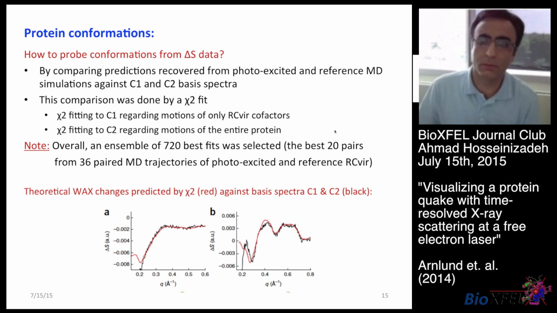So what about the protein quake or conformational changes? How did they find it from this delta S data? By comparing predictions recovered from photo-activated and reference molecular dynamics, they found an interpretation for C1 and C2. This comparison was done by a chi-square fit. A chi-square fit was done to C2 by considering just the motion of the cofactors and freezing the other parts of the protein, and a chi-square fit to C2 was also done by considering the entire protein moving. Overall, they found an ensemble of 720 best fits from this comparison, and those 720 pairs are shown in these two graphs.